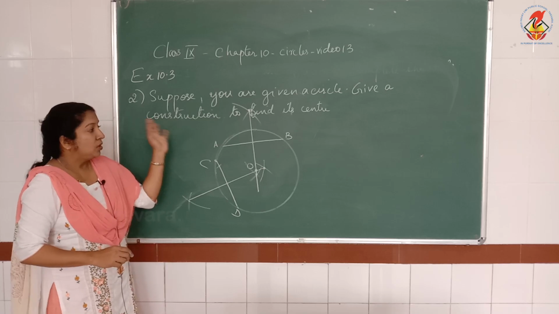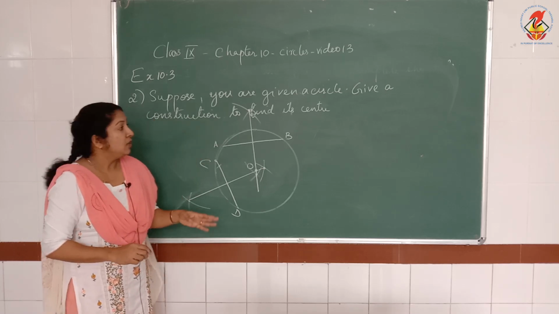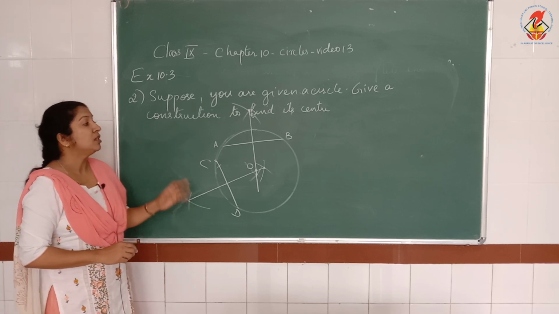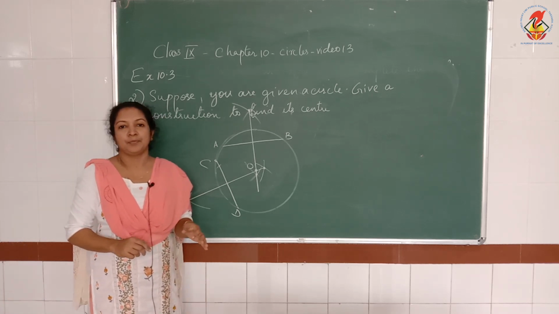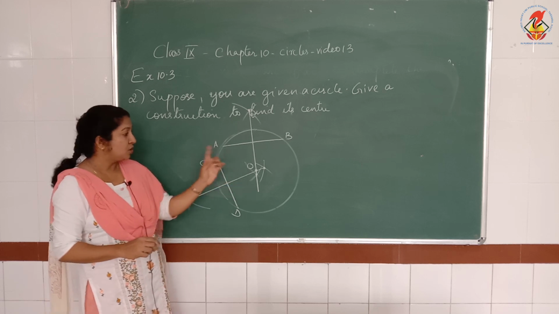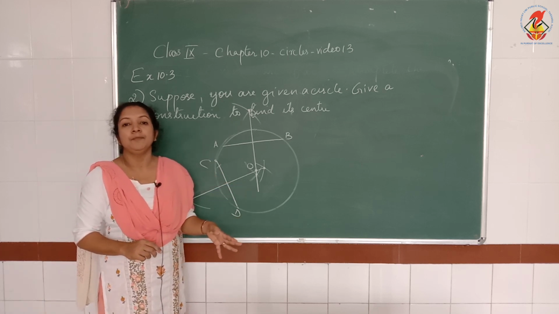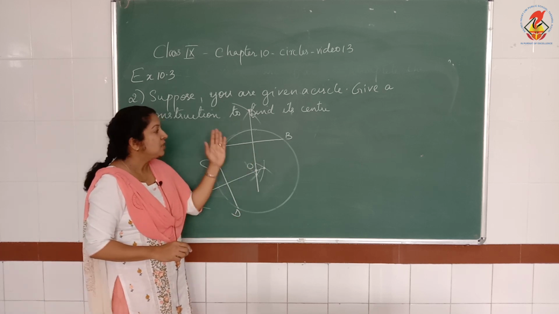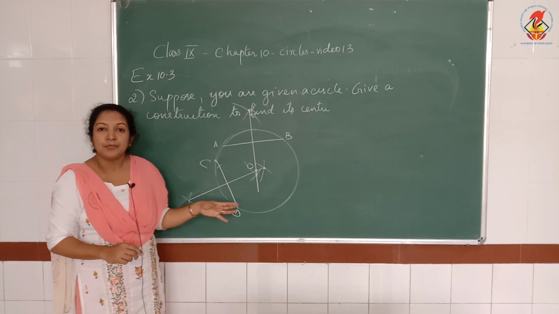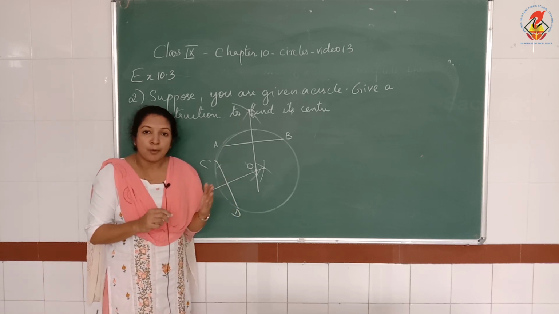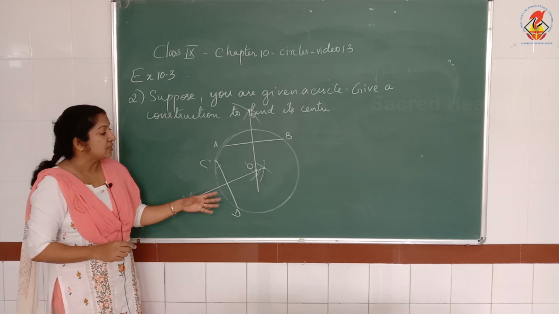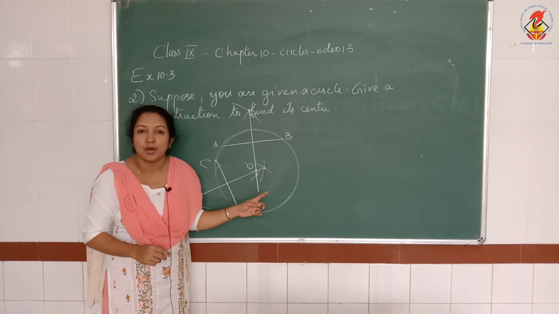So, the question is, suppose you are given a circle, give a construction to find its center. What we have done first is, we have drawn two chords of this circle and we have drawn the perpendicular bisectors of these two, and we have taken the point of intersection of the perpendicular bisectors as the center of this circle.